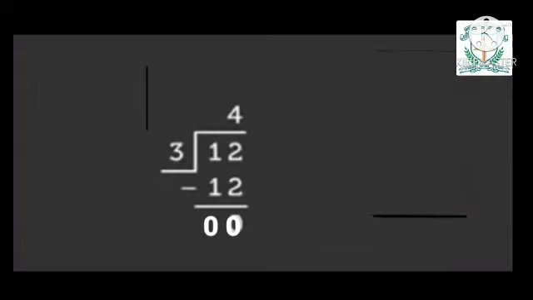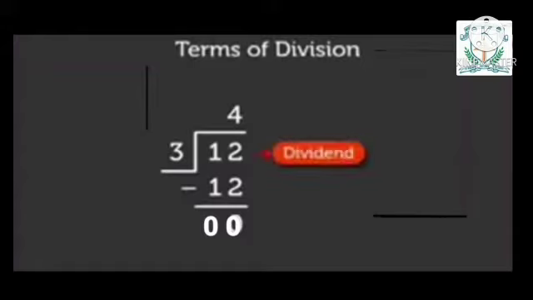Look at this example. 12 divided by 3. Here 3 goes 4 times into 12. Subtract: 2 minus 2 is 0. 1 minus 1 is 0. Let us learn the terms of division with this example. The number to be divided is called the dividend. Here 12 is the dividend.